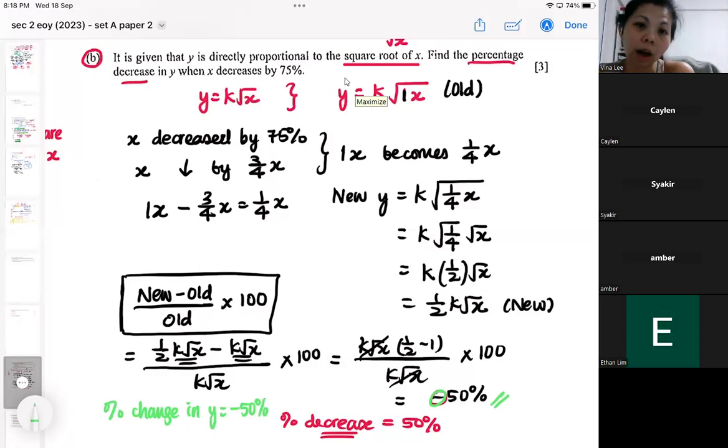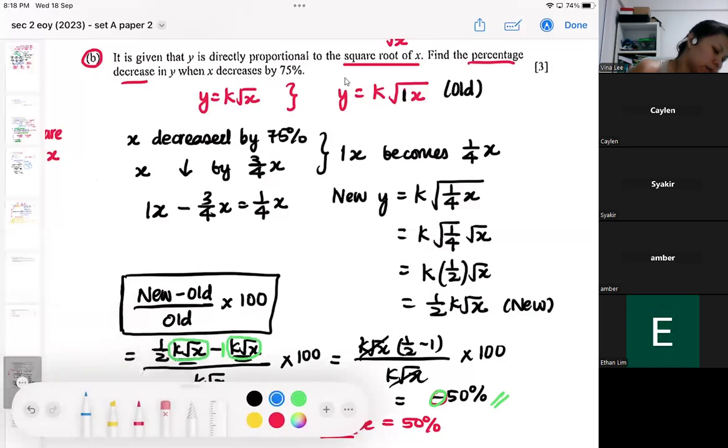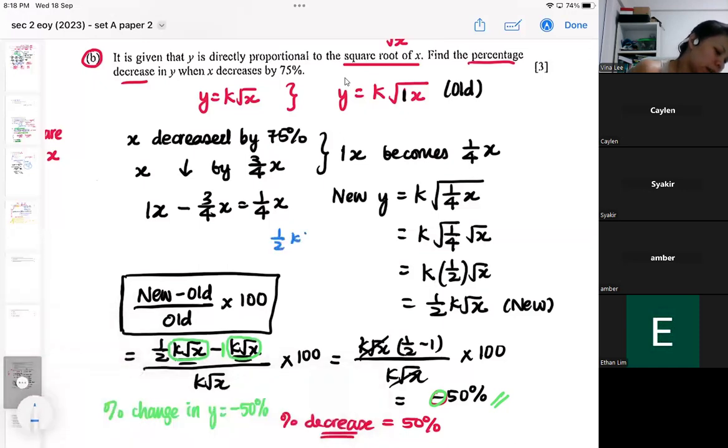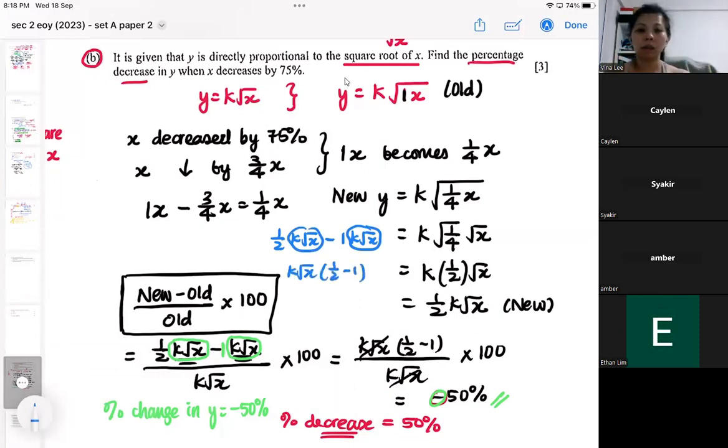How is it half minus 1? This one is the common factor, Ethan. So I'm taking out a common factor. Like half k root x minus 1k root x. You think of this as a common factor, you take out. Can see? So you factorize out like a common factor.